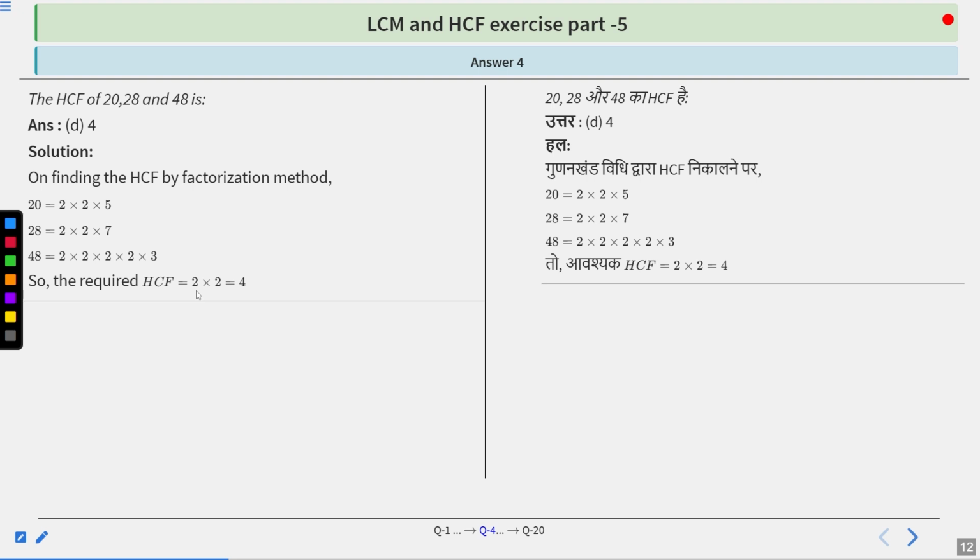So 2 into 2. But apart from 2, neither 5 nor 7 is present in all the three factors. And 3 is also only present in the factors of 48. That means 2 into 2, that is 4, is the correct answer. Option number D.